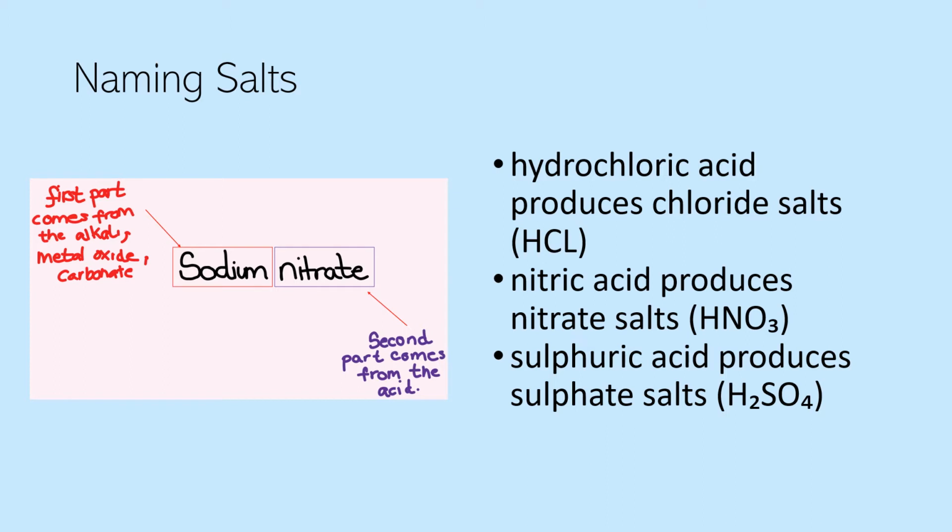Okay, so we're naming salts. We know that the first part comes from the alkali or the metal oxide or carbonate, so the sodium is from there, and the second part comes from the acid. So we can see sodium nitrate, we have nitric acid here. Hydrochloric acid will always produce chloride salts. Nitric acid always produces nitrate salts, and sulfuric acid always produces sulfate salts.